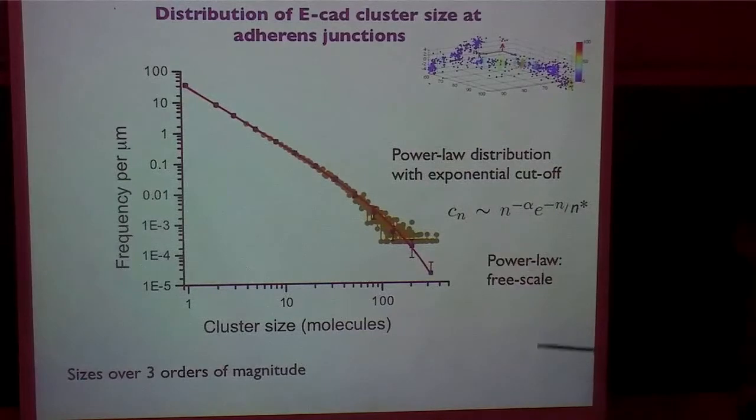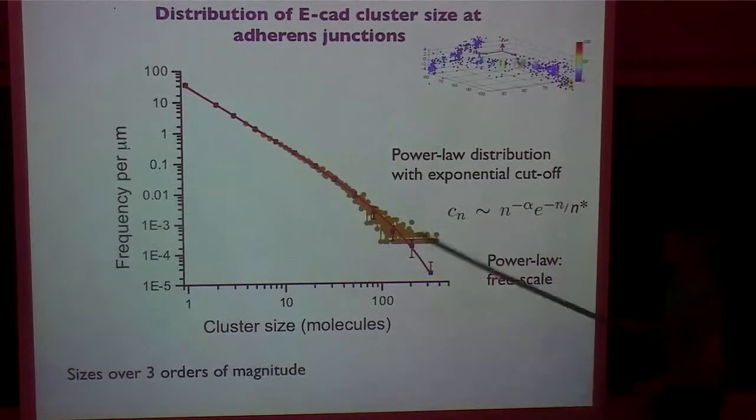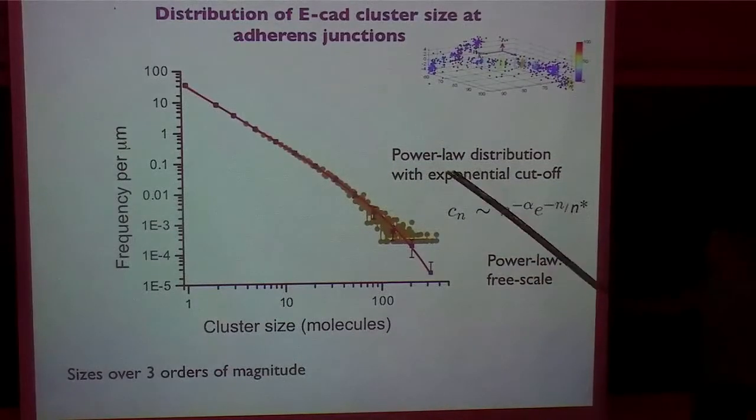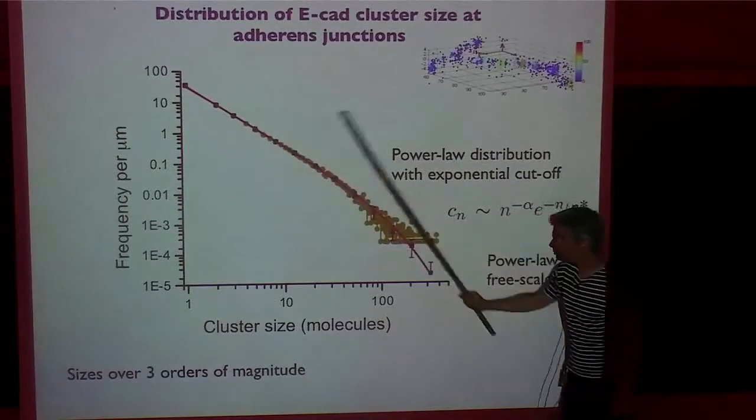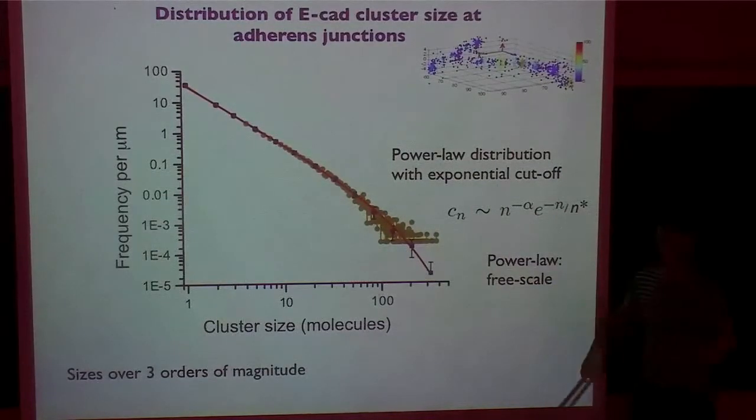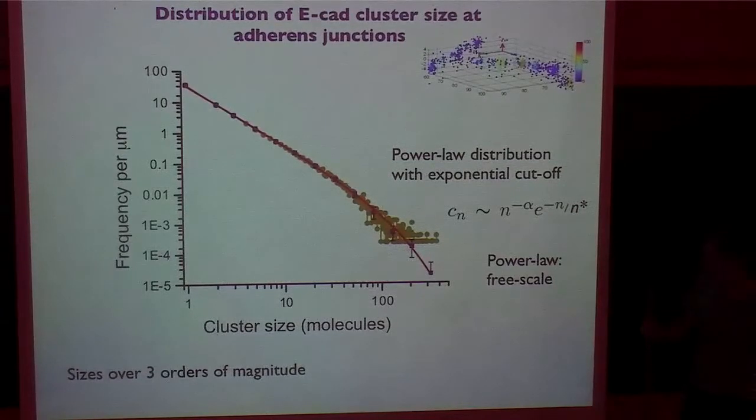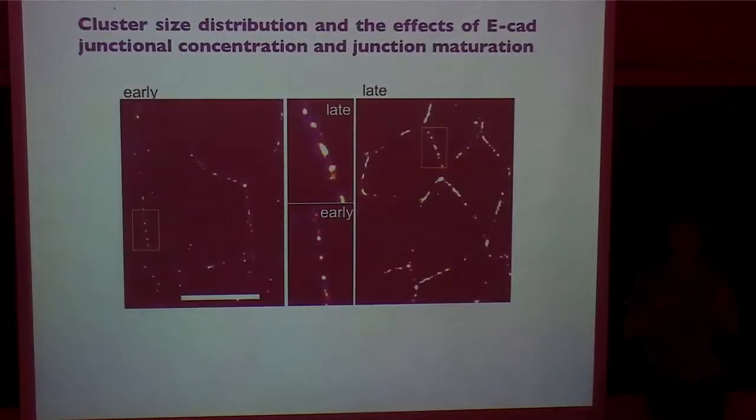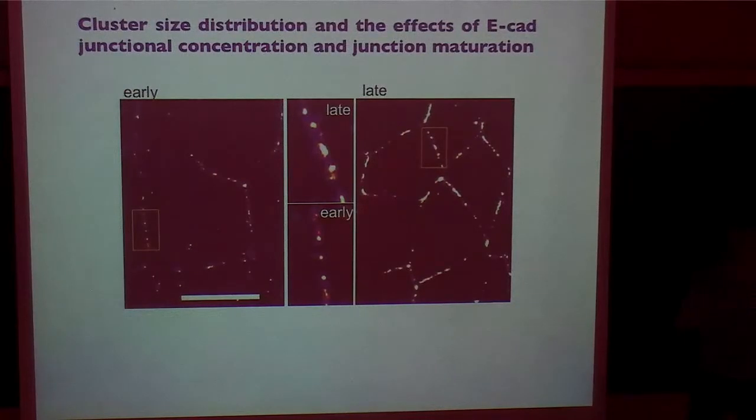This is the mathematical formula which you can fit to get two numbers, the slope and the cutoff. And power law means that it's scale-free, so there is no specific scale, no given size of cluster that a mechanism would set. And we ask different questions. The first one is whether what we observe is a steady state and whether it changes with time.